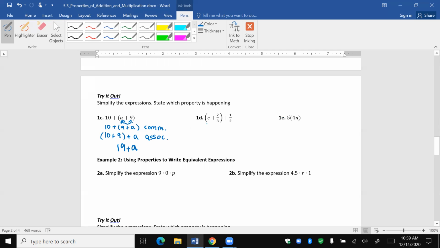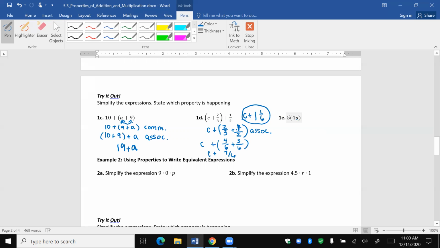Okay, on our next one, I can just slide those parentheses right over. So I've got C plus, in parentheses, 2/3 plus 1/2. Get my common denominator here, that would be 6. So that would be 3, that would be 4. Okay, adding those together, I get C plus 7/6, or C plus 1 1/6. Okay, and then what we did there, slide those parentheses over, so that would be associative.